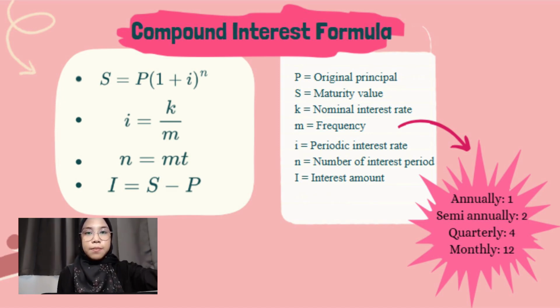P stands for principal, S is maturity value, k is nominal interest rate, m is frequency, which is 1 for annually, 2 for semi-annually, 4 for quarterly, and 12 for monthly. i is periodic interest rate, n is number of interest periods, and the last one, capital I, is for interest amount.